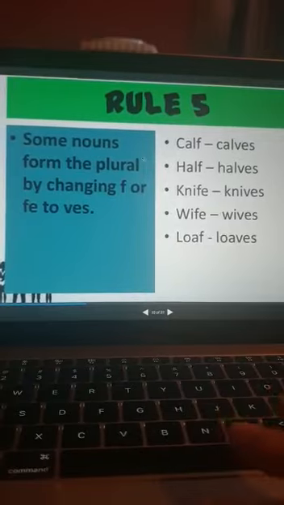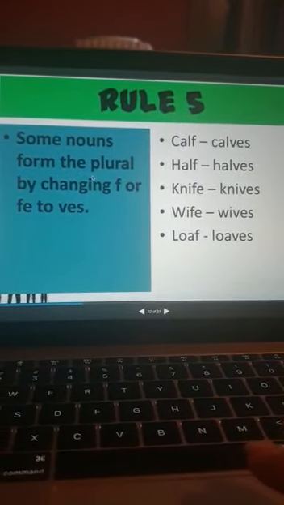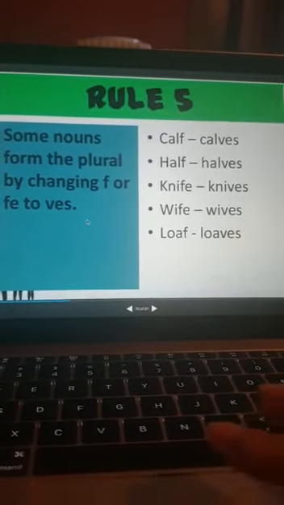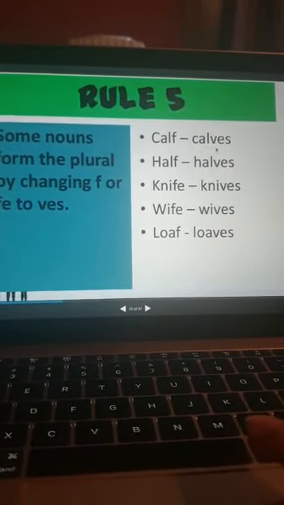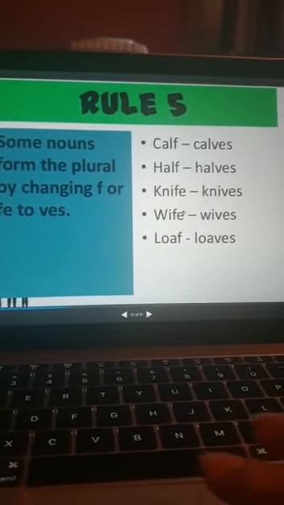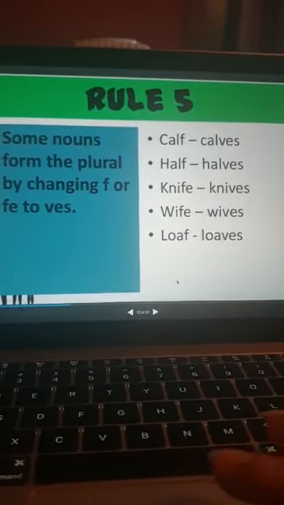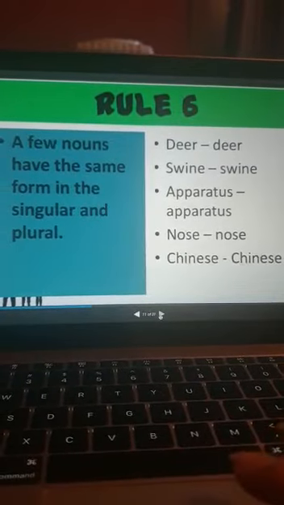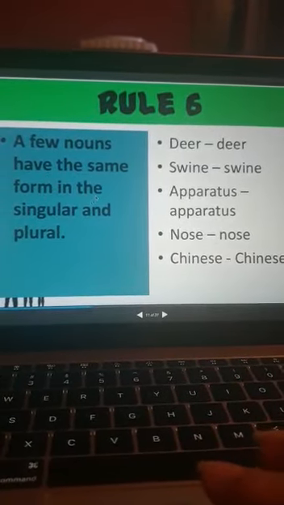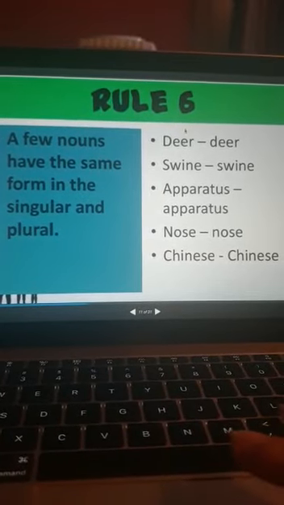Now rule 5. Some nouns form the plural by changing f or fe to ves, like calf becomes calves, half, halves, knife, knives, wife, wives, loaf becomes loaves. Now rule 6. A few nouns have the same form in the singular and plural.